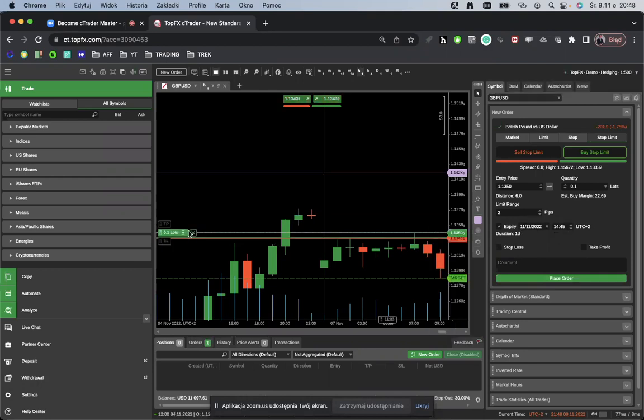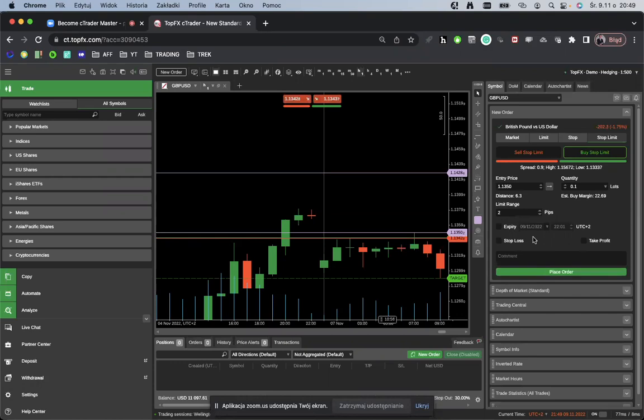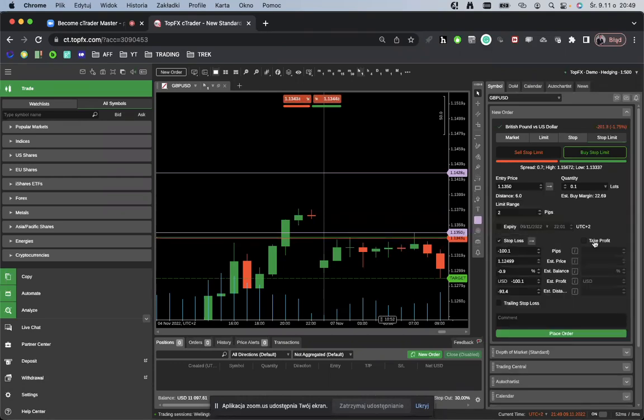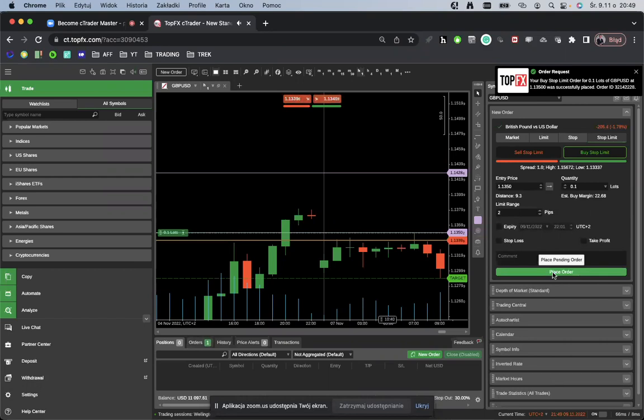So we don't want to do this. We don't want to trade with this kind of a setup. Or of course you can just tick it out and don't use it. You got your stop loss, you got the take profit. I think it's obvious right now what they do. Let's say we don't use it anymore, and you put the place order, and the order is being placed.